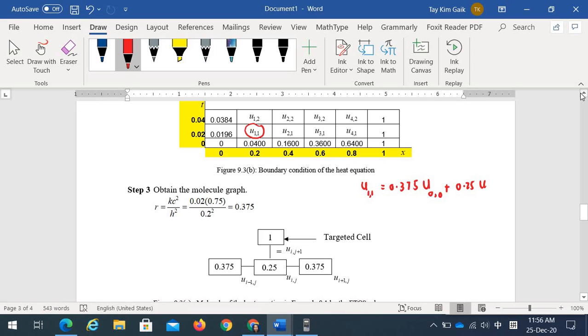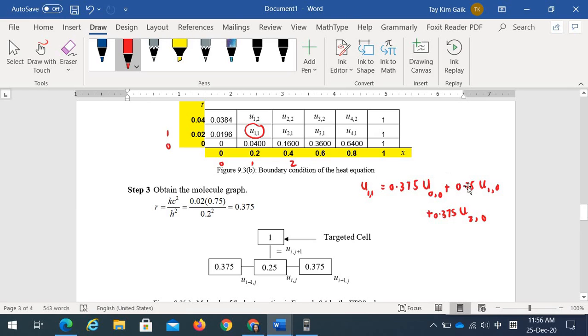Okay, because your I variable is 0, 1, 2, and J is 0, 1. So the Uij, U00, and this is U10, plus 0.75. When at the center here, U11, left is 0. So this is U10, this is U00, this is U20.